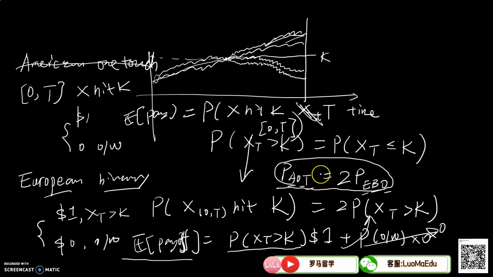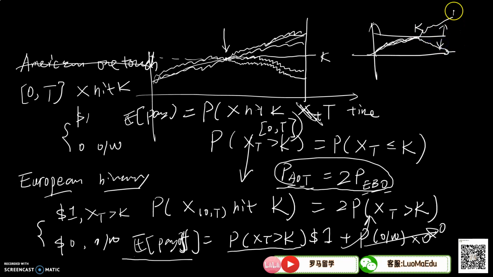So that's it for the reflection principle. From the meaning of the word, there is some reflection here. If it hits some point like K and goes up, there must be another path which is the same in the first part of the path. They're exactly the same, but the second part is perfectly symmetric to each other. So that's the reflection principle in the stochastic process.